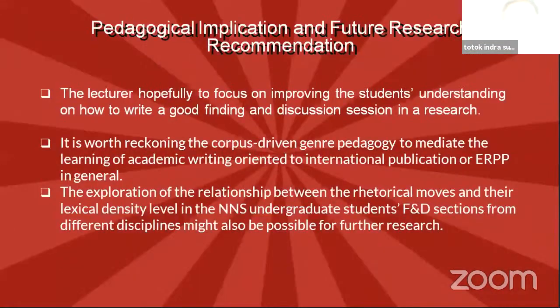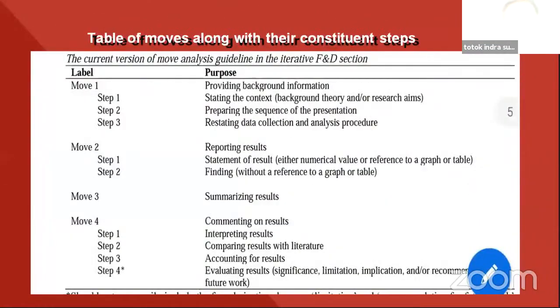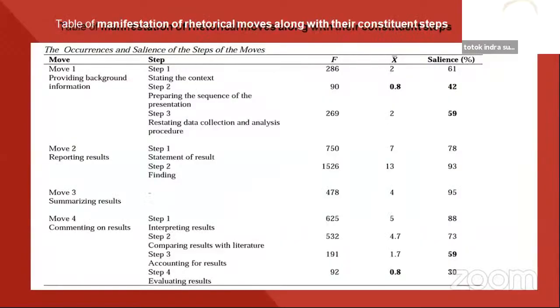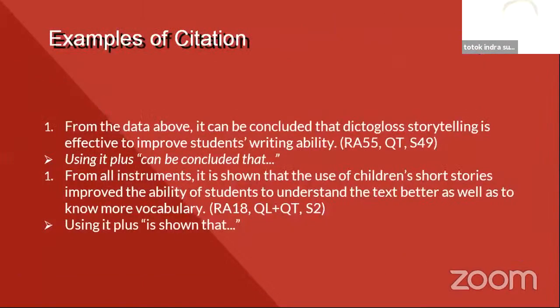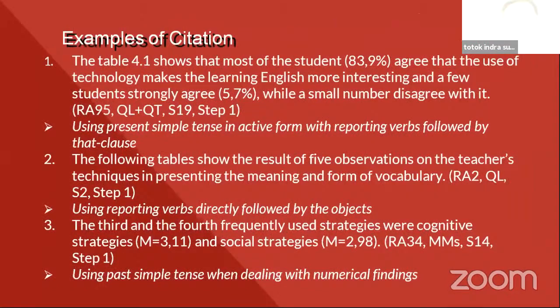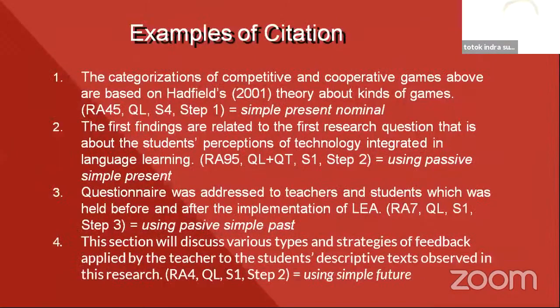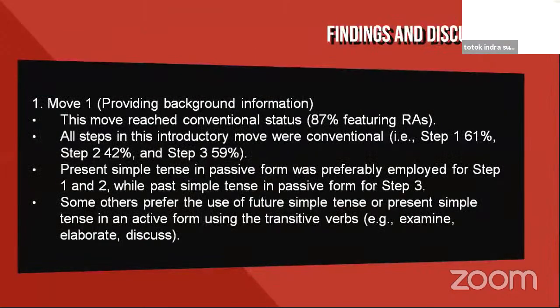Now let's come to the first finding. This is the first finding. There are 113 research articles. Now let's discuss move one only, providing background information. This move reaches conventional status.